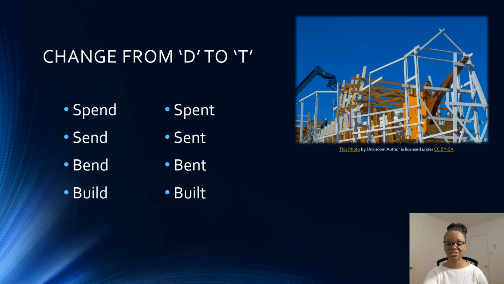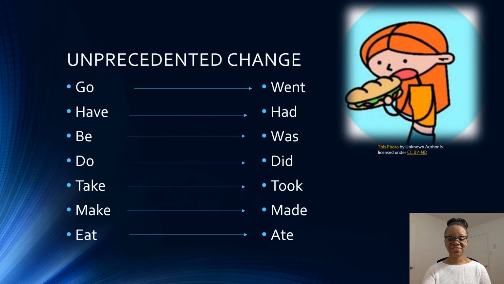There are others that change from D to T. So if the verb ends with D, the past tense changes to T. So the verb spend becomes spent. Send becomes sent. Bend becomes bent. And build becomes built. Then there are some verbs that we can't even explain how they changed.